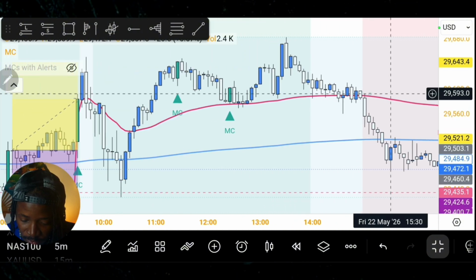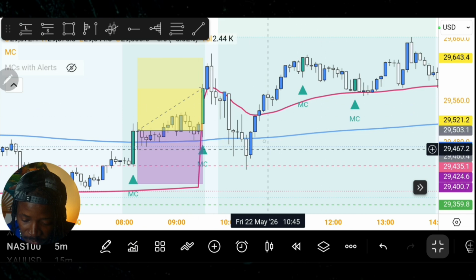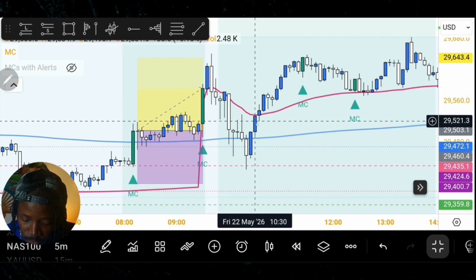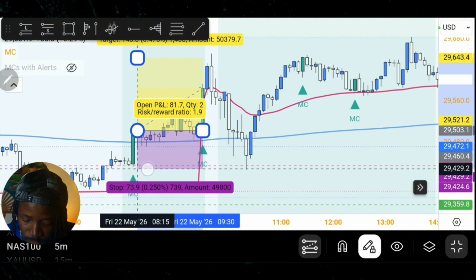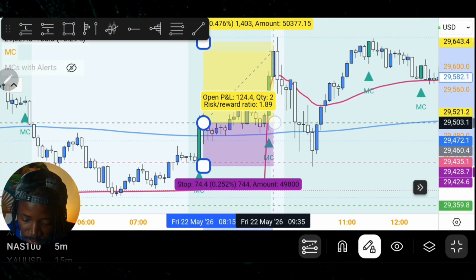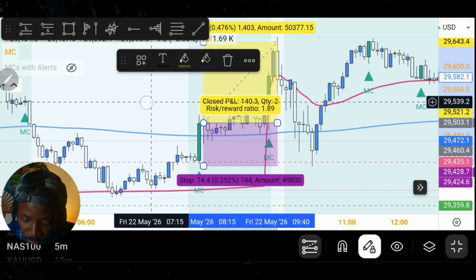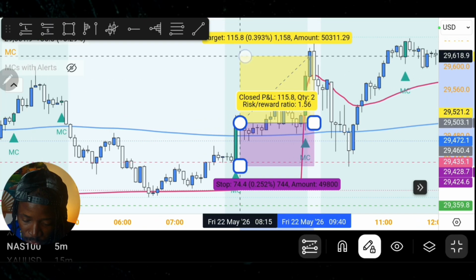Okay, so you can see it kept on going. If you had taken a break even, you would have been there. If you had targeted beneath this low, okay, you would have been out here. Okay, for a 1 to 1.7, that's what I use.